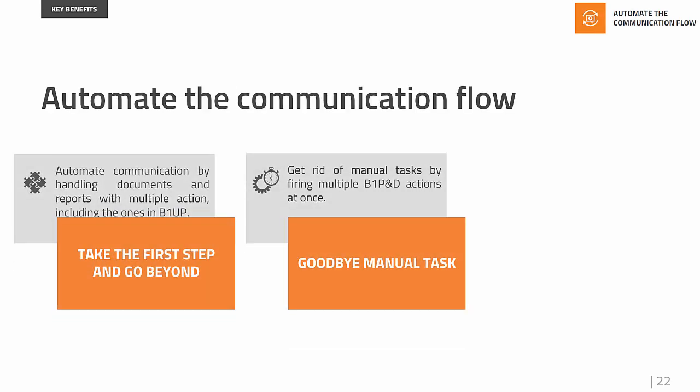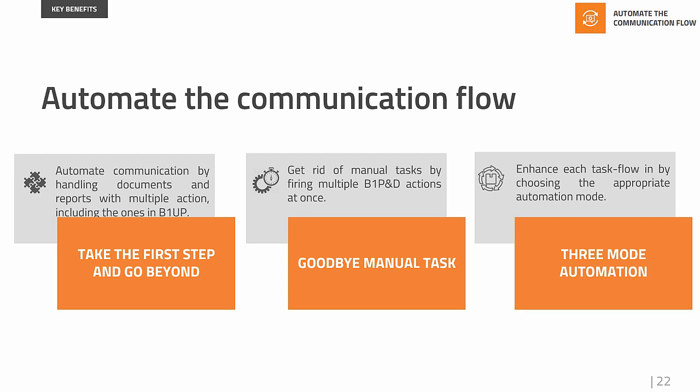Another benefit we can have with B1 Print and Delivery is that we can automate the communication flow. Take the first step and go beyond. Automate the communication by handling documents and reports with multiple actions. For those users that are already B1 UP customers, or B1 Usability Package customers, you know that we include a module that can create or perform transactions according to different actions triggered by users. For example, a click on a button, leaving a field, loading a form, closing a document, saving a document, and so on. So we can create custom communication or trigger B1 Print and Delivery actions by these B1 Usability Package configurations.